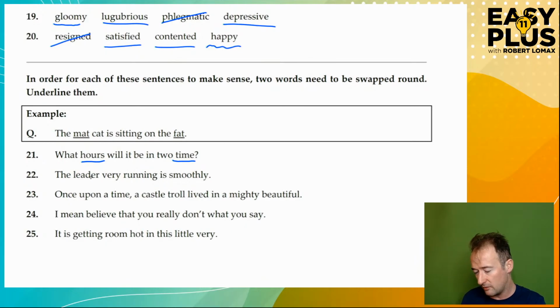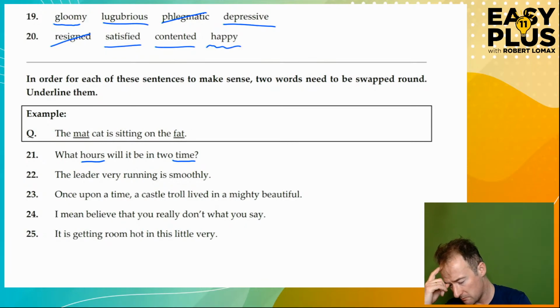The leader very running is smoothly. The leader very running, so leader might be the wrong thing, or very might be the wrong thing. I'm not sure which is the first thing that's wrong. Running is smoothly. So this is not obvious at all, okay? So you're going to have to mess around with this. The could be wrong, but I think that's probably okay.